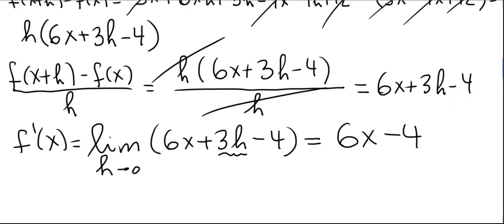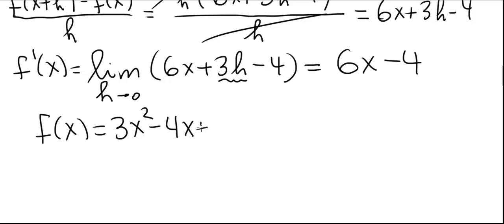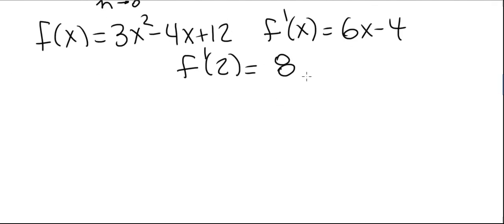And now we can answer the question. We had function f of x, which is 3x squared minus 4x plus 12. We found its derivative to be 6x minus 4. We wanted to compute f prime of 2. We can now plug that into the derivative. 2 times 6 is 12 minus 4, and so the answer is equal to 8. F prime of 2 is equal to 8. So this is method number 1.